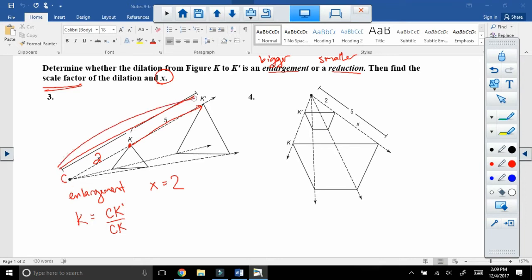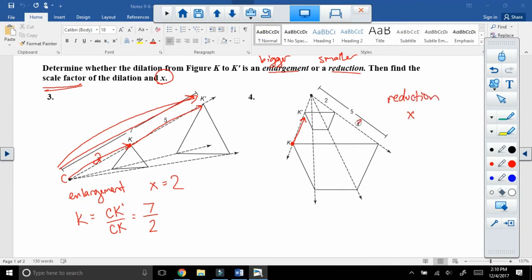So the center to the image, that distance is 7, and the center to the pre-image, that distance is 2. So if you want to leave it as 7 over 2, that would be fine. If you'd rather change this, it would be appropriate. If you want to change it to say 3.5, that's okay also. Okay, so for this one here, here is k and here is k prime. This is a reduction, it's getting smaller.